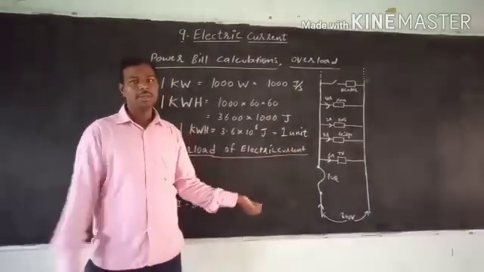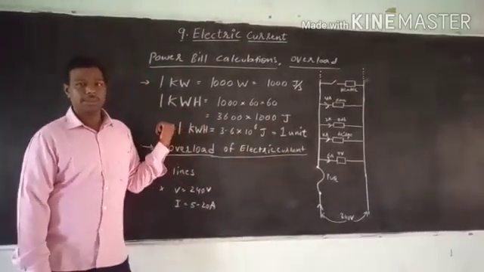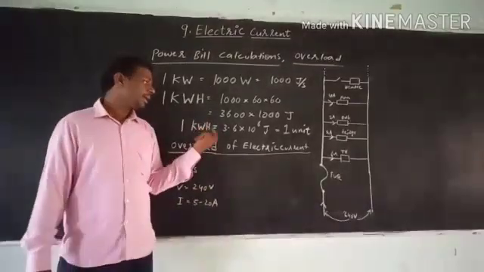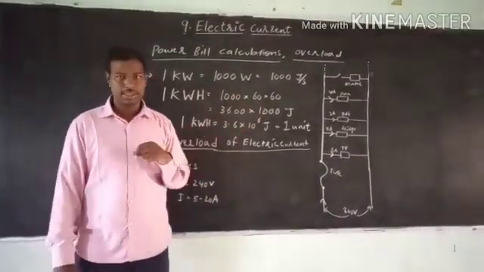So in our household bill, the consumption based on the number of units that are used by us, the bill will be levied on us. Now let us see what is overloading of electric current.